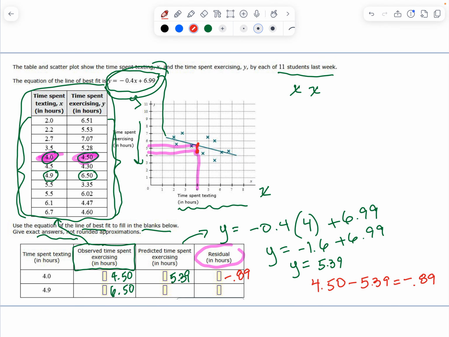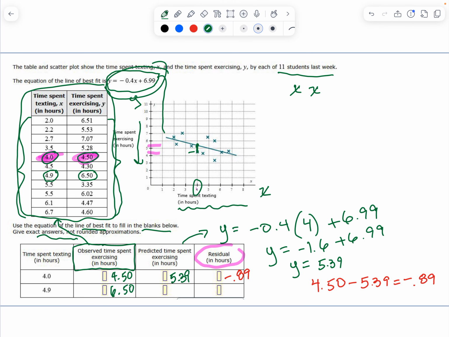Let me clear this off a little bit. If you look at the difference, and we're just specifically talking about 4 hours of texting right here, the difference between what we know happened and what we think happened, see how there's a difference right there? That's a negative difference because what actually happened is below the prediction.